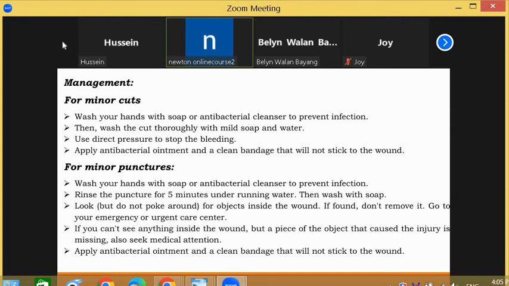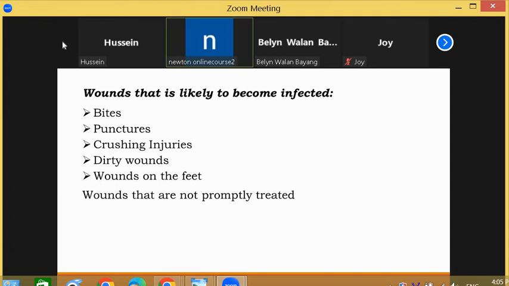After that, you have to apply the ointment and a clean bandage. Always remember, do not use cotton or anything that will stick on the wound. Okay, so what are the wounds to be getting? 1 minute.